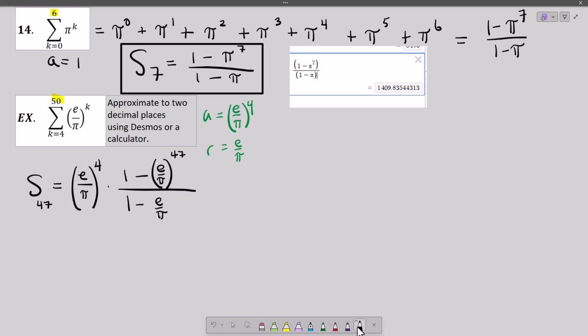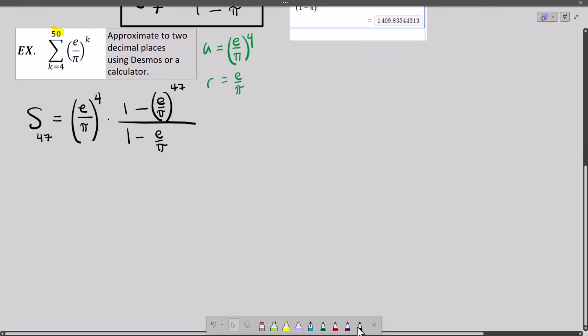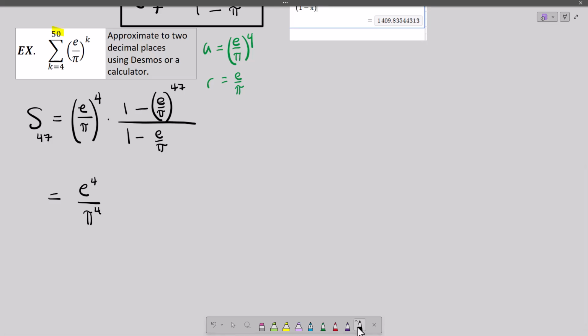Now that is not simplified. If we are trying to simplify this, let's just do a little bit of algebra here, I guess to practice a little algebra. So this is 1 minus e to the 47 over pi to the 47, over 1 minus e over pi. What can we multiply top and bottom by here to clear the fractions out in one fell swoop? Pi to the 47.